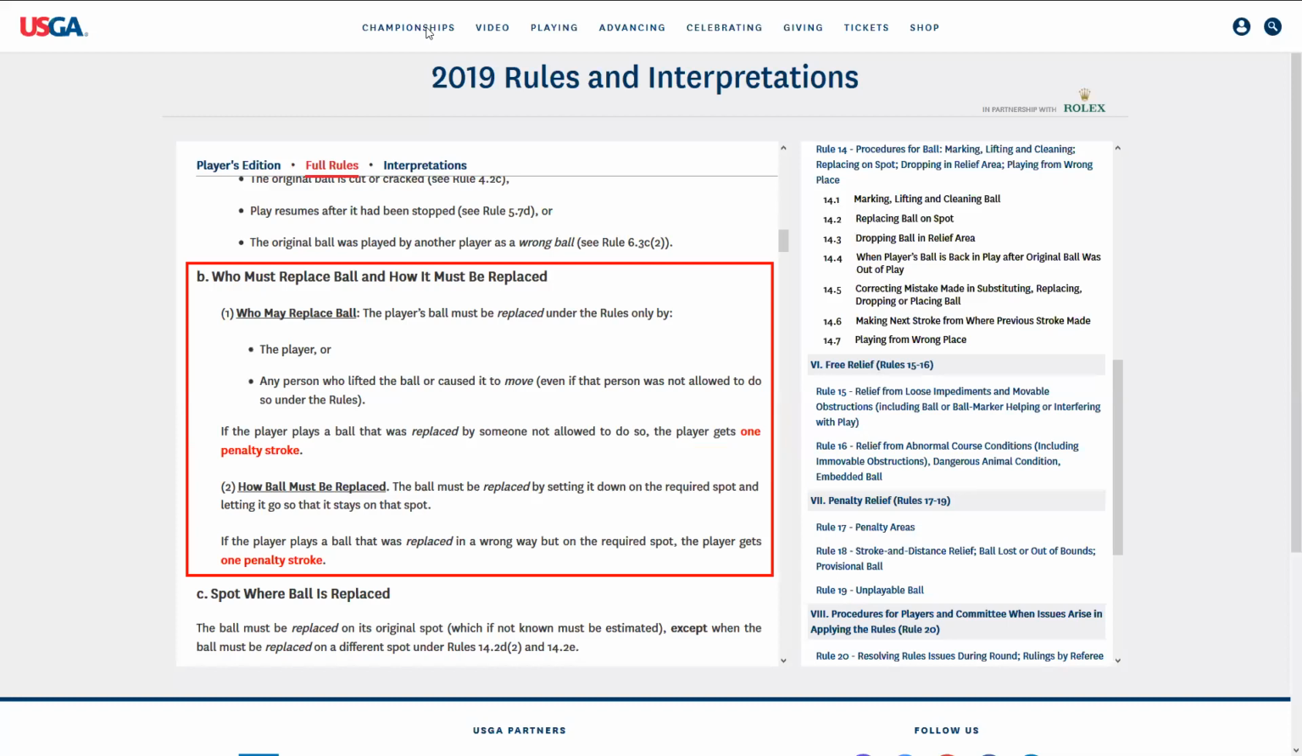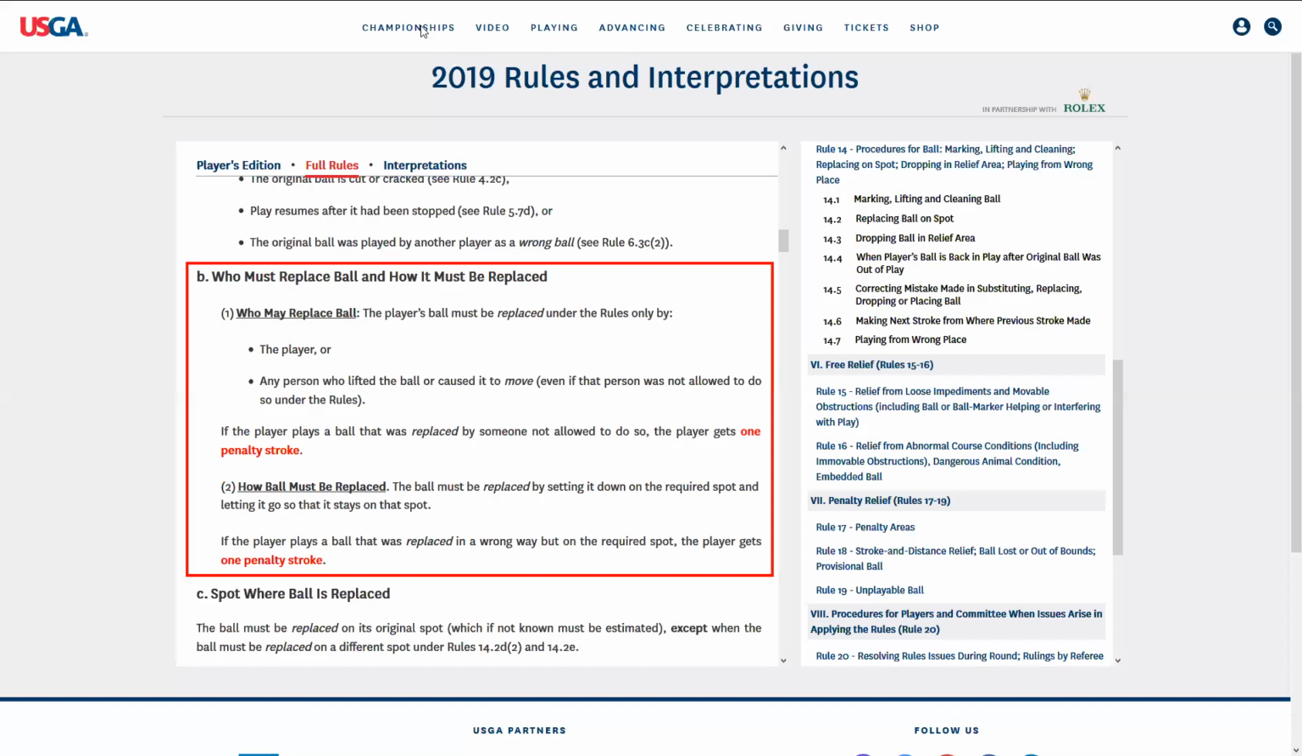14.2c, spot where ball is replaced. And this is a significant change. The ball must be replaced on its original spot, which if not known, must be estimated, except when the ball must be replaced on a different spot under the rules. If a ball was at rest on, under, or against any immovable obstruction, integral object, boundary object, or growing or attached natural object, the spot of the ball includes its vertical location. This means that the ball must be replaced on its original spot on, under, or against such object.